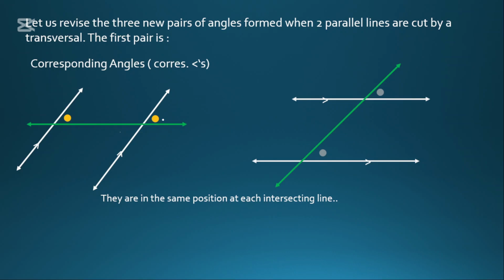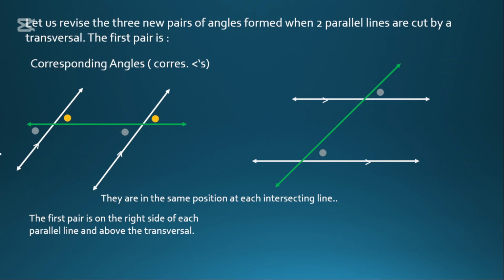Same position. We'll take another one. That gray. Okay. Below. Both of them below the transversal. Both of them on the left hand side. So the first pair is on the right side of each parallel line and above the transversal. The second pair is on the left side of the parallel lines, below the transversal.